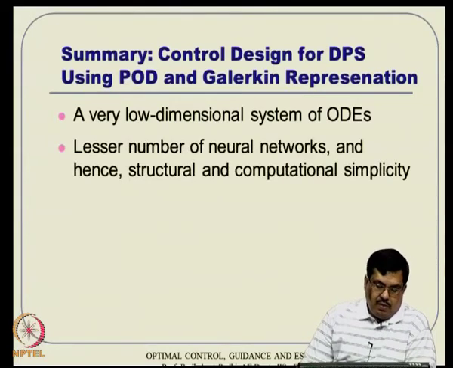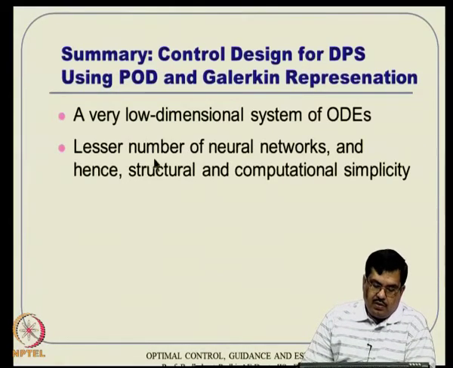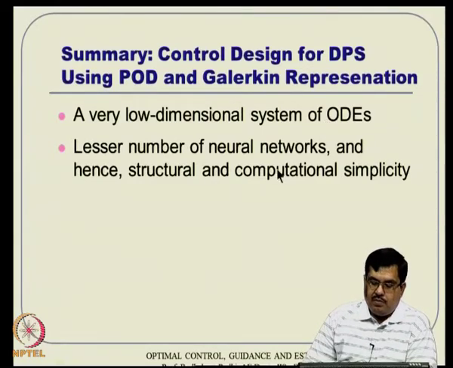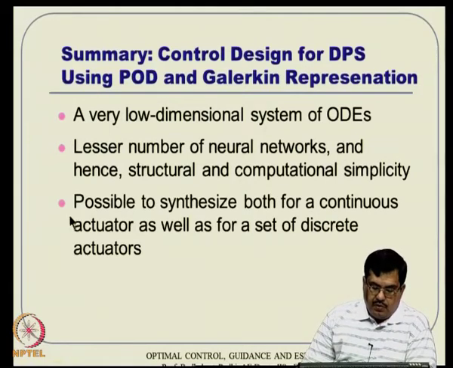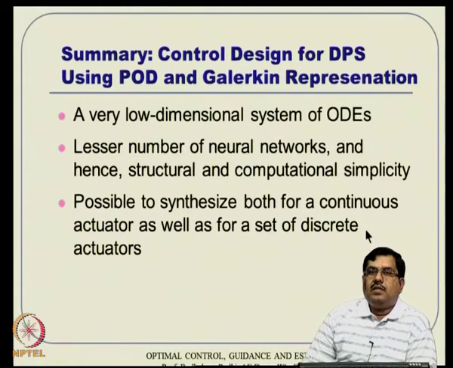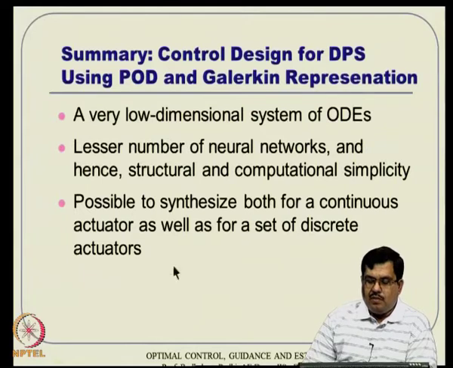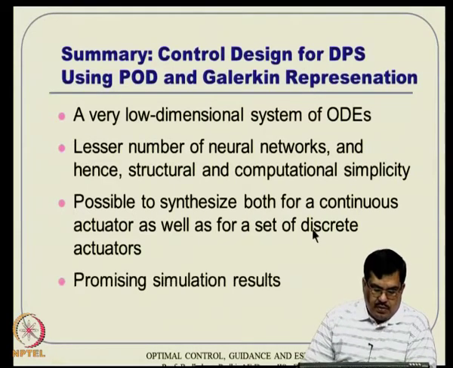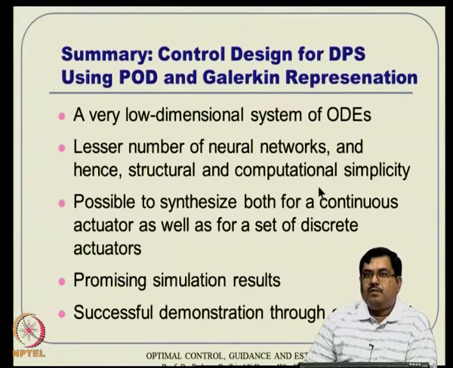Anyway, coming back, because there is a low dimensional representation, it will also result in a lesser number of neural networks, and hence in a way it will result in structural and computational simplicity basically. Okay. And it is possible to synthesize both for continuous actuator as well as a set of discrete actuators. Discrete actuator things I have not talked about here, but somebody interested can read one of our publications. Okay. And then we got a lot of promising results and successful demonstration through experiment also.